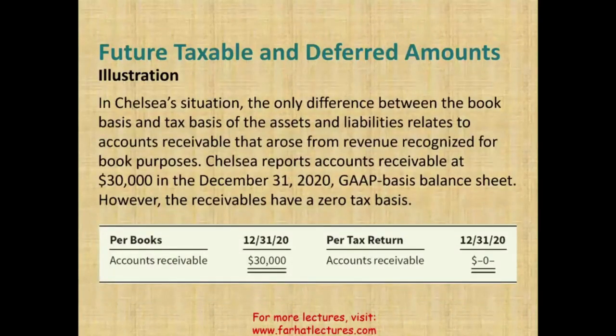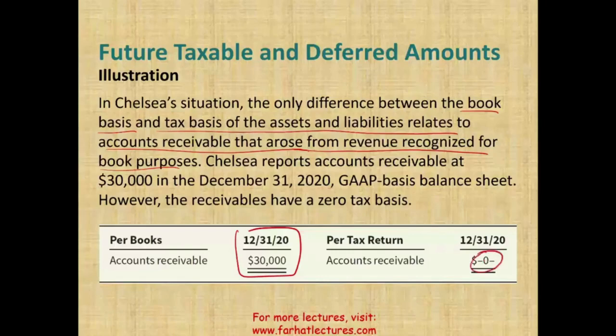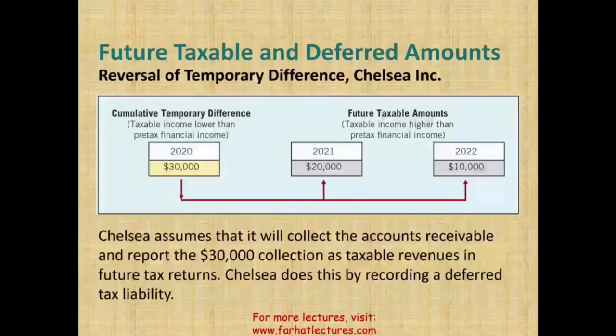So let's take a look at this. In Chelsea's situation, the only difference between the book basis and the tax basis of the assets and liabilities related to the accounts receivable that arose from the revenue recognized for book purposes. So I showed you per books, I have $30,000 of receivable. For tax purposes, I don't have any. And I showed you this when I did the journal entry. Now this $30,000 would reverse: $20,000 reversed in 2021, and $10,000 reversed in 2022. So basically, over the period of 2 years, taxable amount was higher in those years. As a result, the liability reversed.